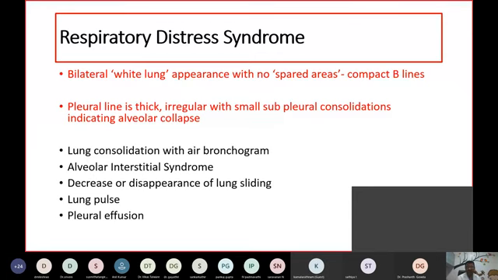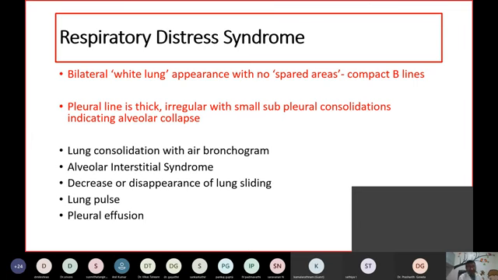So how are you going to differentiate TTNB from RDS? In RDS you are going to have a thick and irregular pleura, whereas in transient tachypnea you are going to have a thin pleura. Along with that, you can see some small subpleural consolidations or collapsed areas. So these two findings on lung ultrasound are very specific or sensitive for RDS. You will have a bilateral white lung appearance with no spared areas, compact B lines, and you will see thick and irregular pleura with subpleural consolidation. So these are classic signs of RDS.